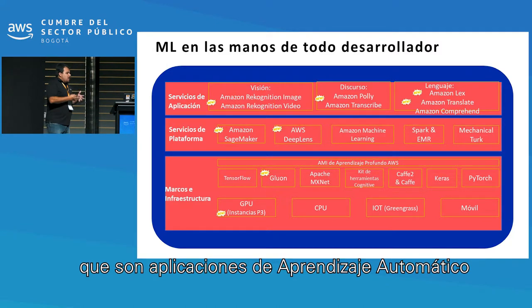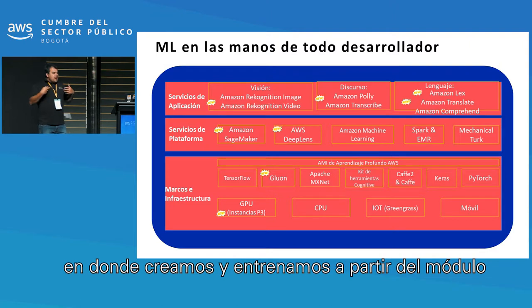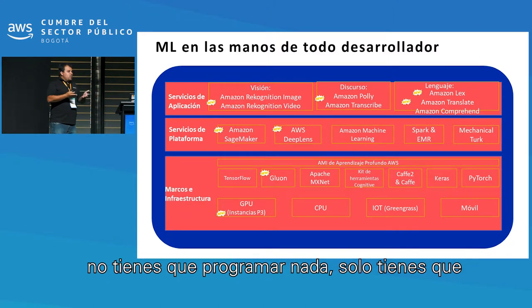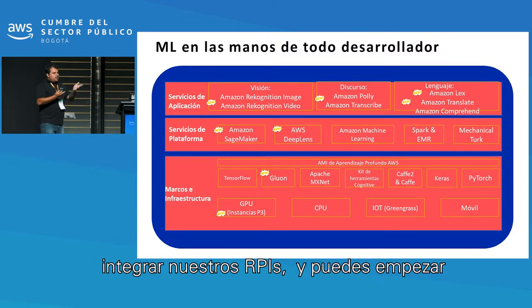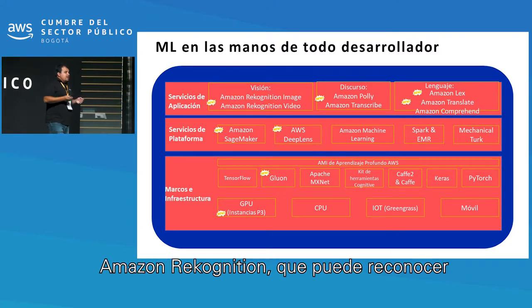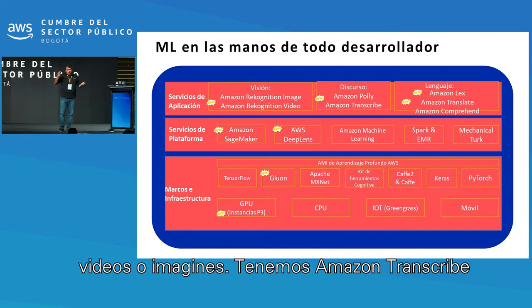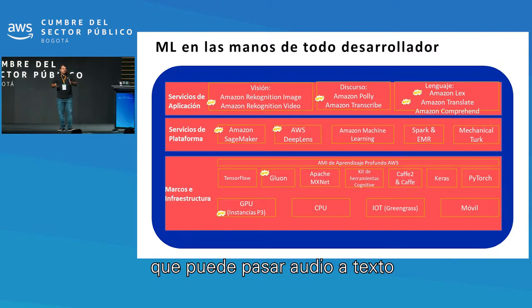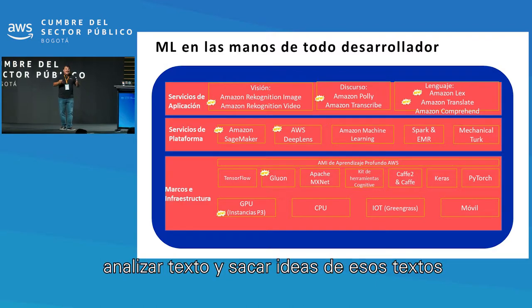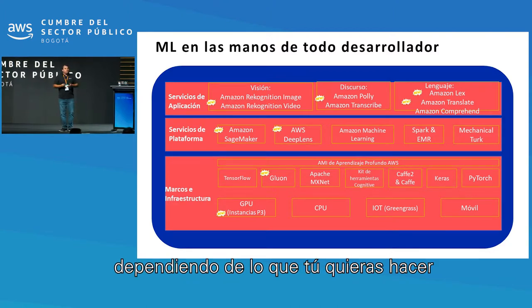These application services are machine learning applications where we create, train the model, and write the algorithms, so you don't have to program anything. You just integrate your code with our APIs, and you can start doing machine learning. For instance, Amazon Rekognition can recognize video or images, Amazon Transcribe can transcribe audio into text, and Amazon Comprehend can analyze text and extract insights from text. So many different solutions depending on what you want to do.